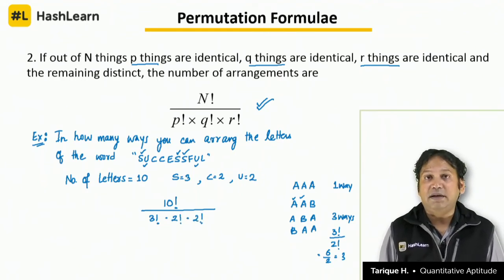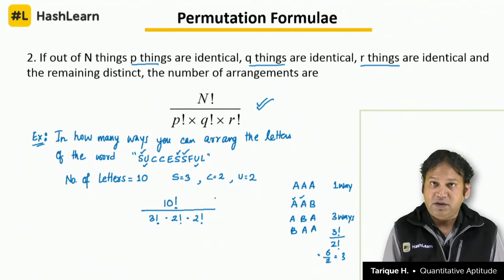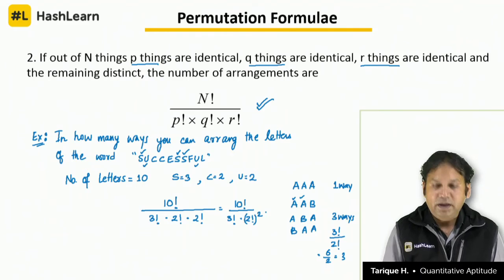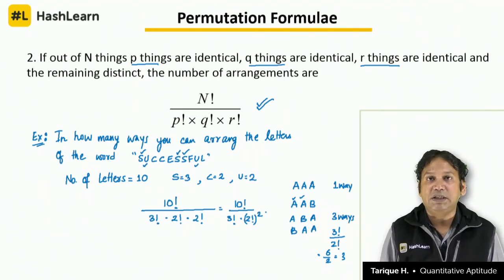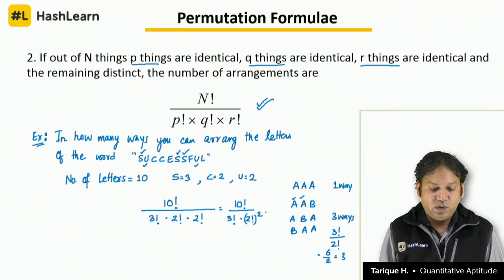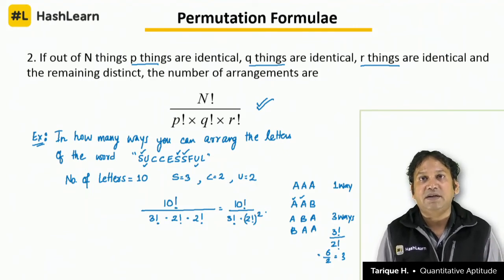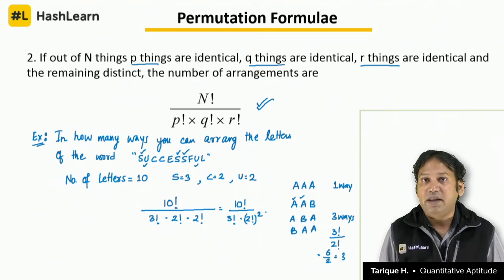You can leave the answer in factorial form based on the answer option given to you in the question, or we can also simplify it like this. We can say 10 factorial divided by 3 factorial into 2 factorial whole square. That is the number of arrangements of the letters of the word successful, and this was one of the most typical questions that you would get in bank exams. If you see the papers of 2008, 9, 10, 11, 12, almost every paper contained one question based on this particular formula.